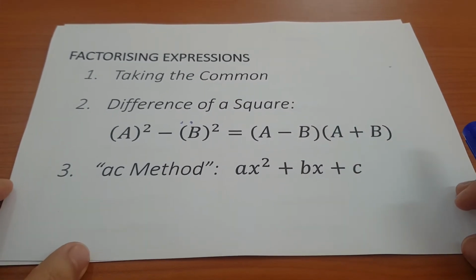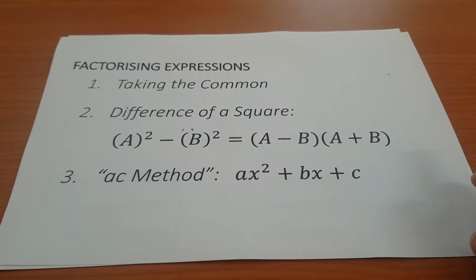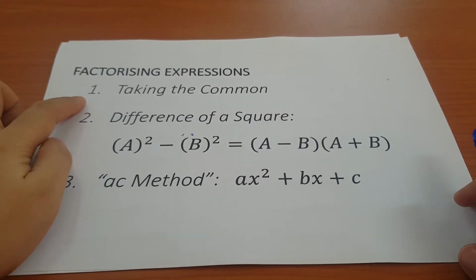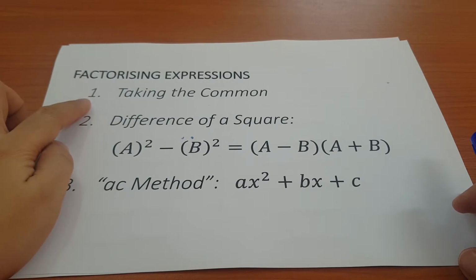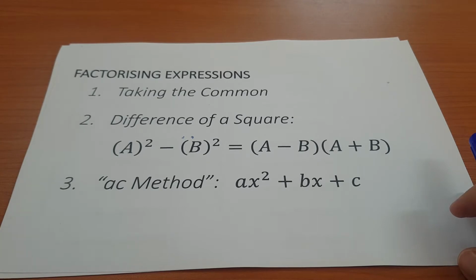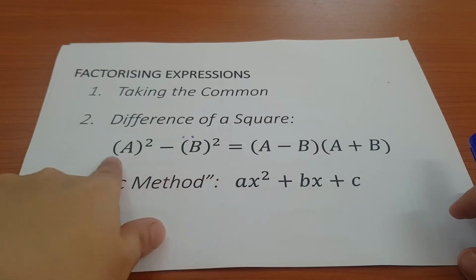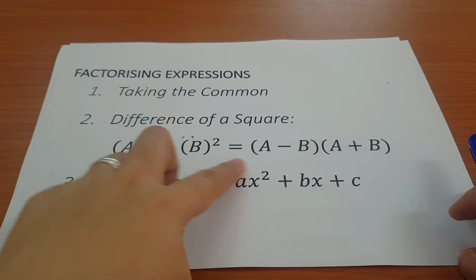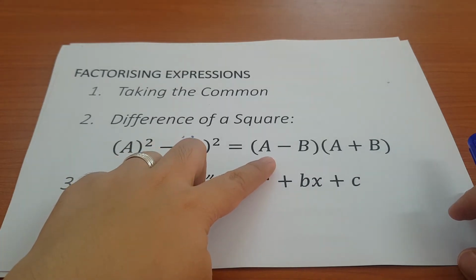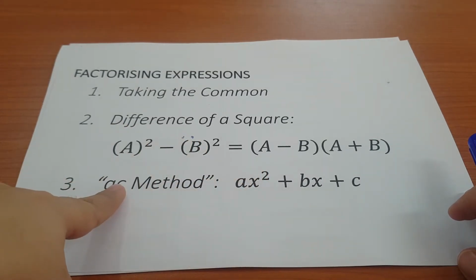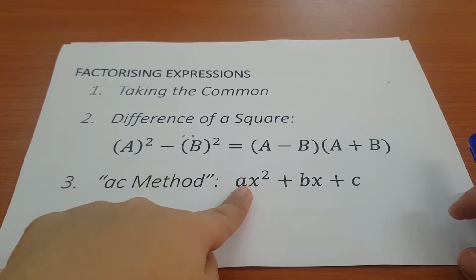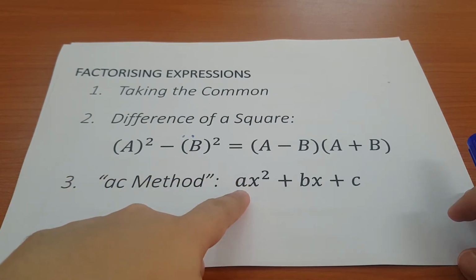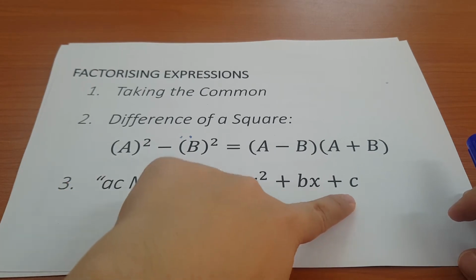The first method is taking the common. What do you mean by taking the common? Common meaning what is the same in the expressions, and you take it out. The next one is a formula. If you could rewrite the expression as a difference of squares, a squared minus b squared, then its factor is just a minus b times a plus b. And the AC method is applicable if you have a trinomial, that means ax squared plus bx plus c.